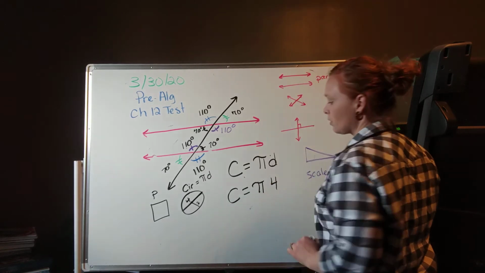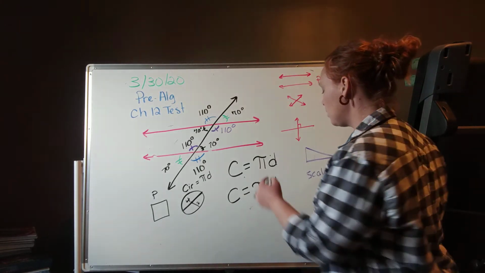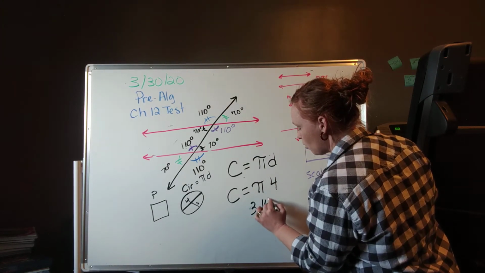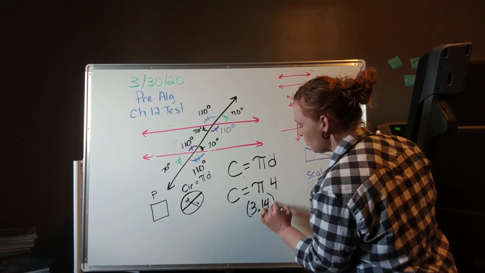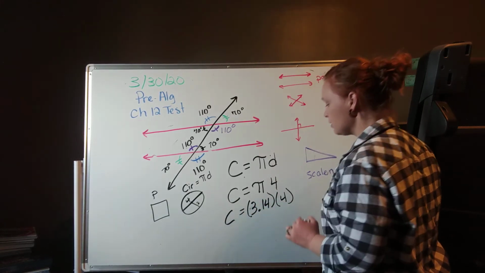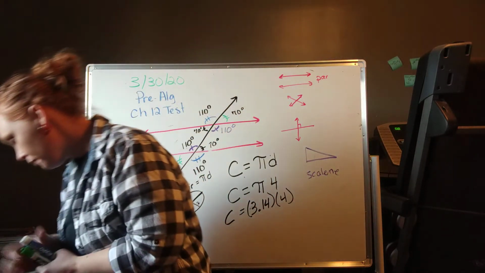Okay, so if we wanted to find the circumference of this circle, we would say the circumference equals pi times 4. Okay, now you remember what pi is? Okay, remember that pi, the number we can use for pi is 3.14. So we would say 3.14 times 4 will give us our circumference. Okay, and you can pop that in to your calculator.